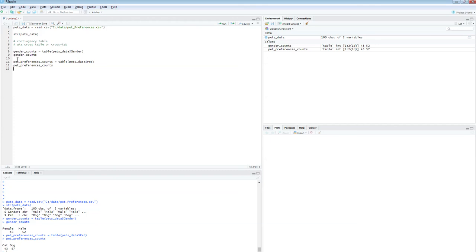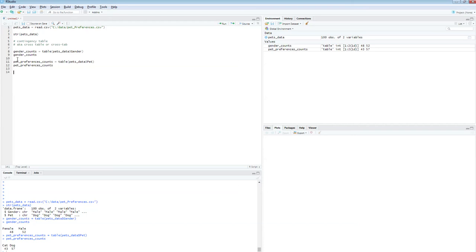43 said that they prefer cats, and 57 prefer dogs. Okay, so that's how responses are distributed separately, as far as gender is concerned, and as far as the cats and dogs are concerned.